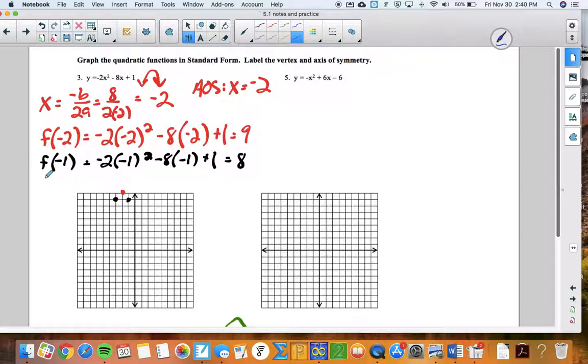And then last but not least, let's go one more to the right. That'd be 0, which is a nice value to do calculations with, because these first two terms become 0 once I do the squaring and multiplying. So I'm just getting 1. So 0, 1, and then I better put that axis of symmetry in.